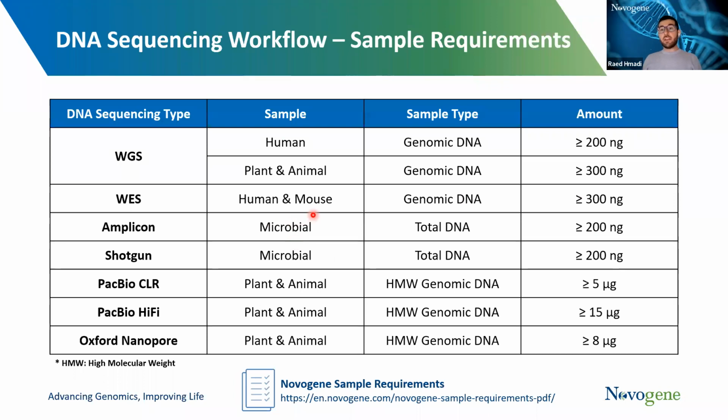In this table here, I added the DNA amounts that are commonly used for the different applications. So if we decide to use the Illumina platform to perform whole genome sequencing, whole exome sequencing, amplicon, or shotgun sequencing, we usually need around 200 up to 300 nanograms of DNA, depending on the origin of the sample. However, if we decide to use the third generation sequencing tools, such as PacBio and Oxford Nanopore, now the sample amount is much higher, and we are talking about something in the range of 5 microgram up to 15 microgram, depending on the application itself.